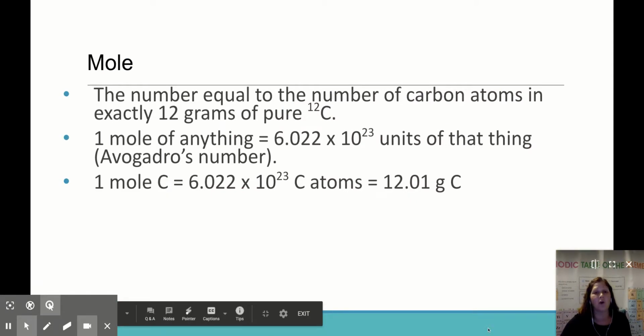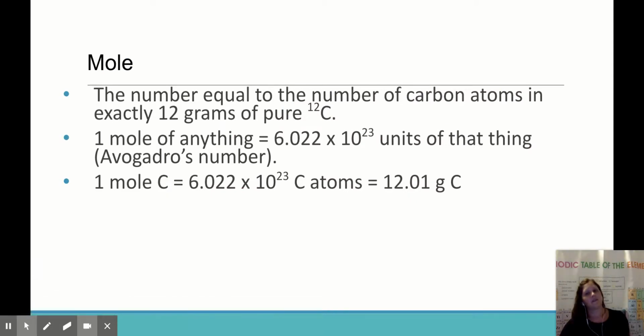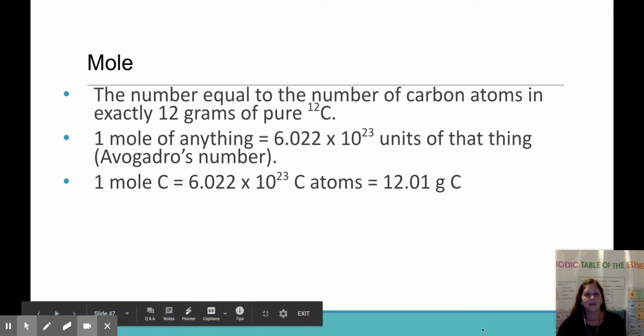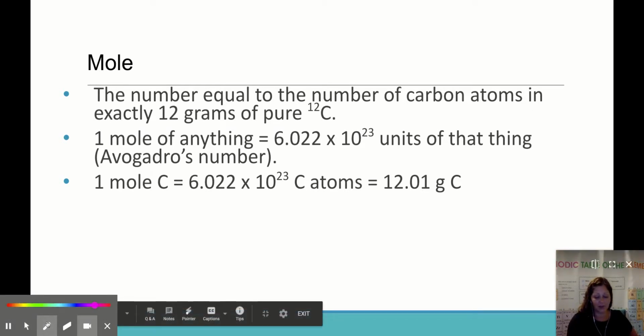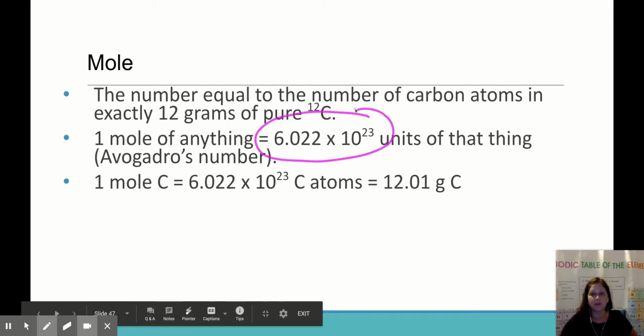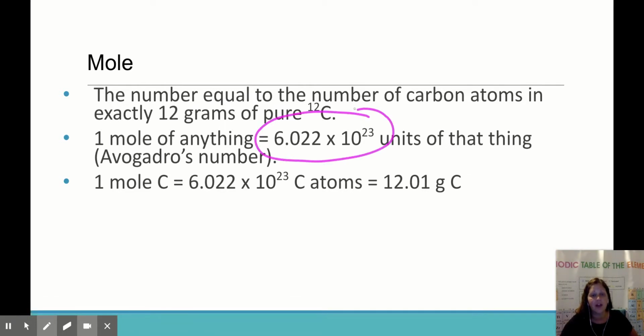Remember that a mole is the number equal to the number of carbon atoms in exactly 12 grams of pure carbon 12. Carbon 12 is what we base our moles on. 1 mole of anything is going to have Avogadro's number of particles, which is 6.022 times 10 to the 23rd units. And 1 mole of carbon atoms, 6.022 times 10 to the 23rd, will be 12.01 grams.